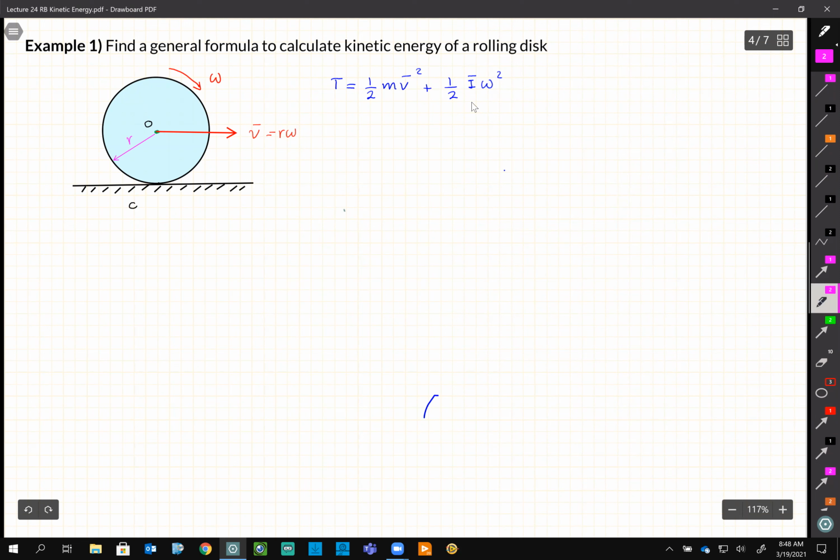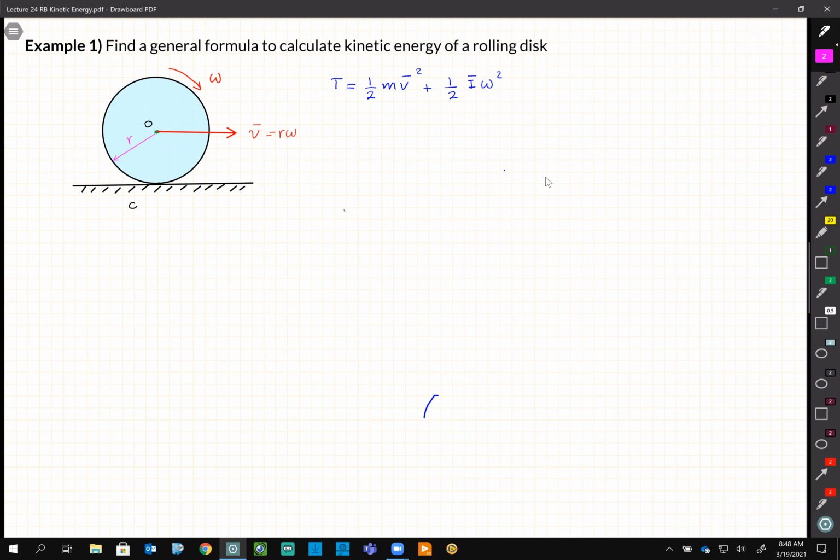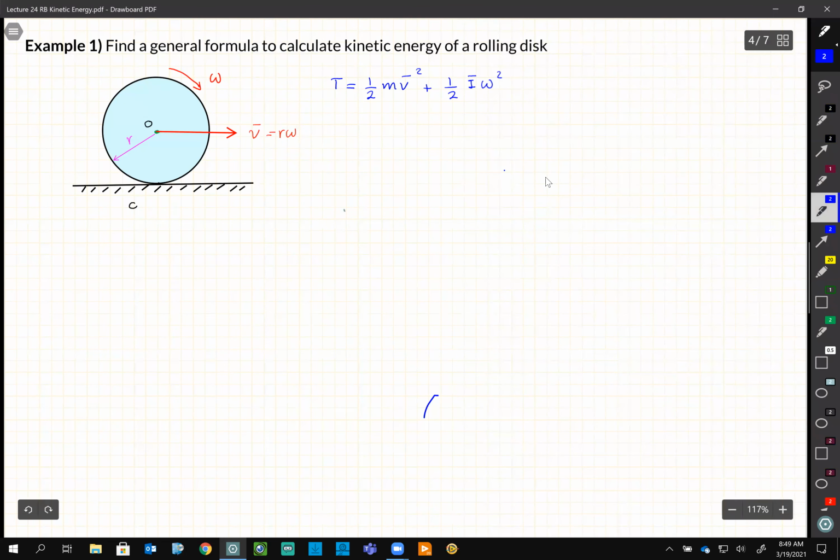And you know what is I bar for a disk, right? So any answer? No, let me then quickly solve it and then you can compare it. 1/2 m v squared plus half of I bar omega squared.